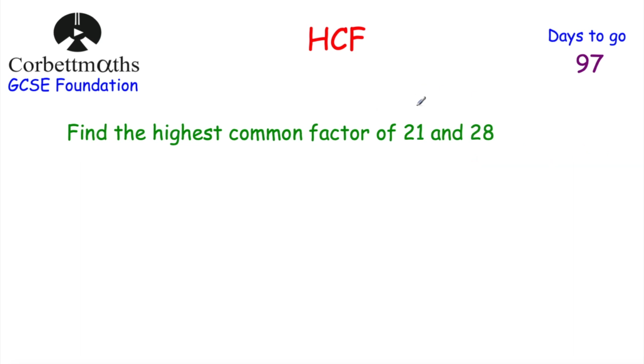Find the highest common factor of 21 and 28. Feel free to pause the video now and to try this question. Okay, so the highest common factor of 21 and 28. The factors of 21 are 1 multiplied by 21 and 3 multiplied by 7. So 21 would be 1, 3, 7, and 21.